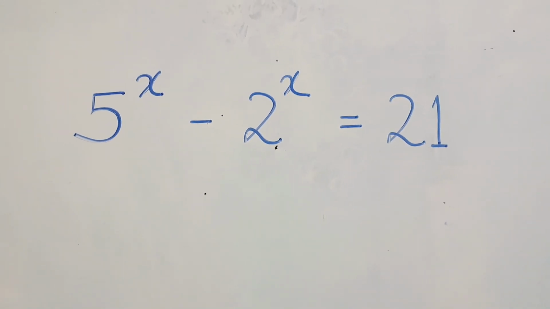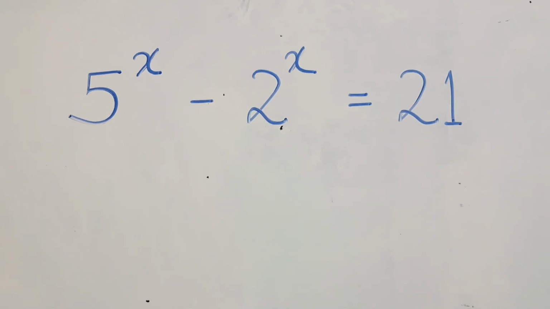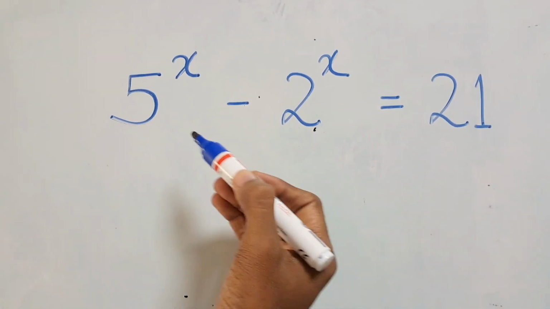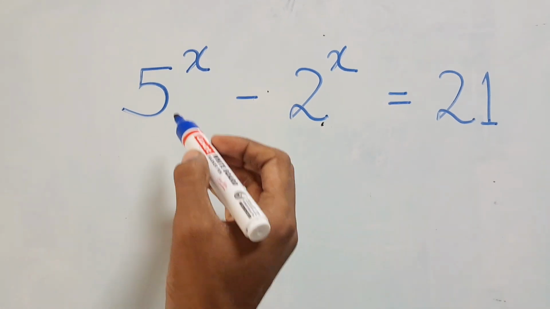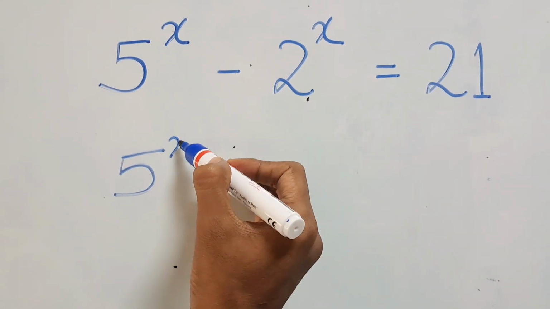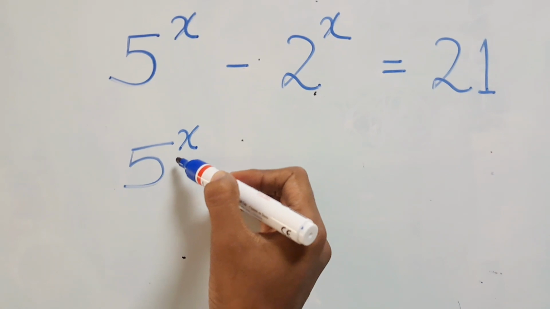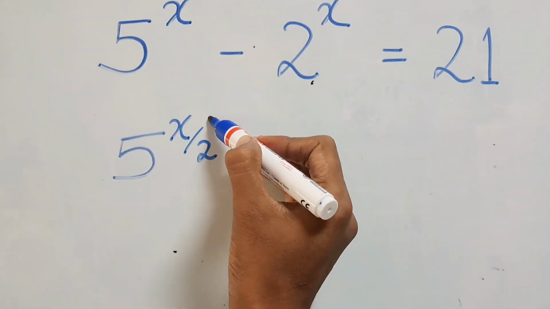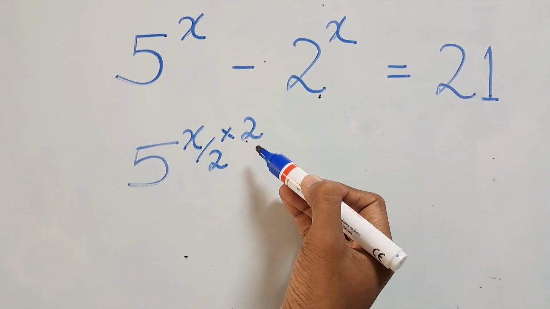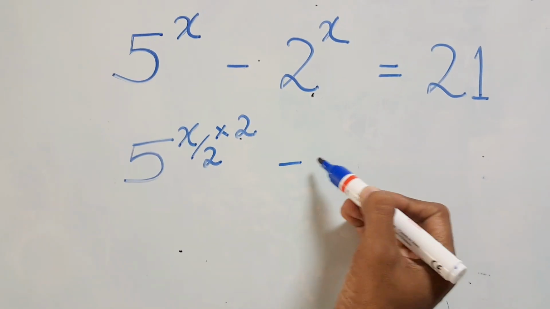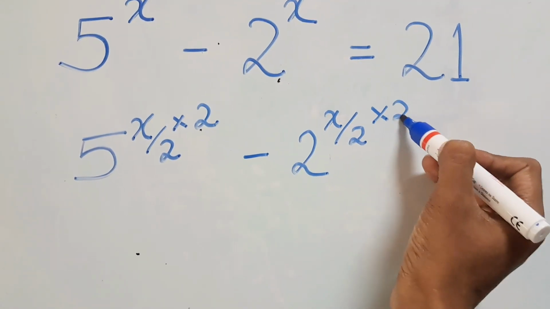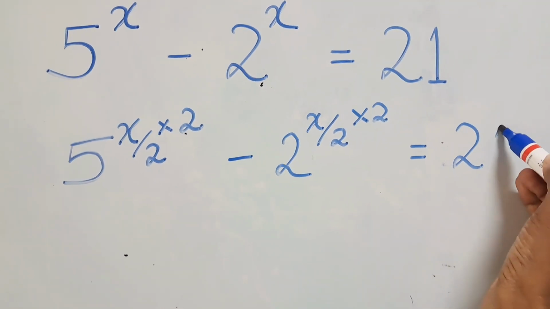So today we will solve one very interesting equation given by 5 to the power x minus 2 to the power x equals 21. So how to solve this? First of all, we'll take the exponent. 5 to the power x can also be written as 5 to the power x divided by 2, multiplied by 2. If we divide the exponent of 5 by 2 and then multiply by 2, it is the same as 5 to the power x. Similarly, we can write 2 to the power x as 2 to the power x by 2 multiplied by 2, and 21 as it is.